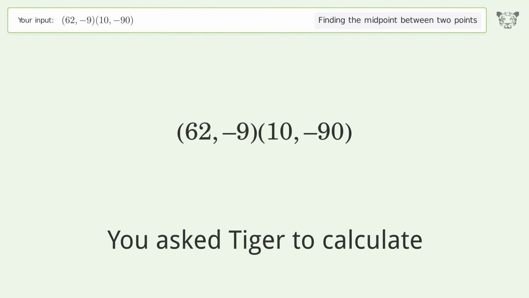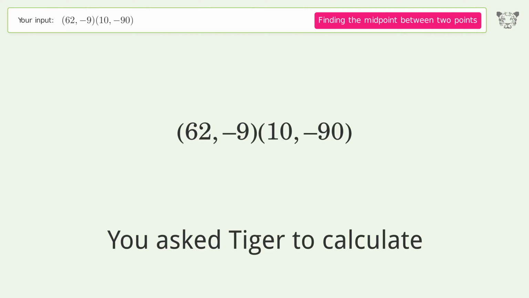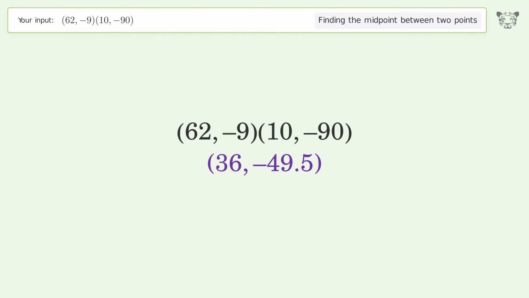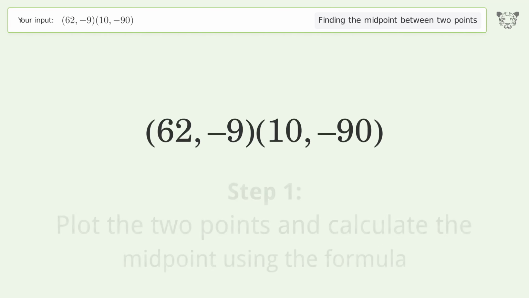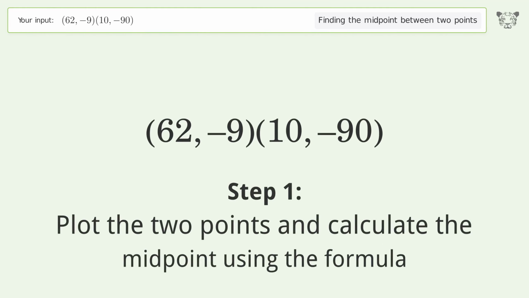You ask Tiger to calculate. This deals with finding the midpoint between 2 points. The midpoint between the 2 points is 36, negative 49.5. Let's solve it step by step. Plot the 2 points and calculate the midpoint using the formula.